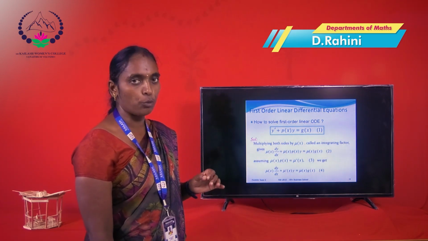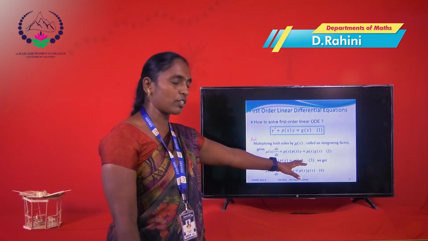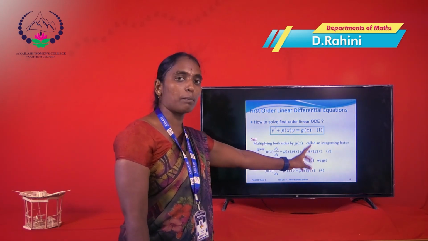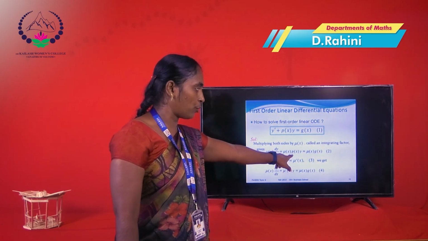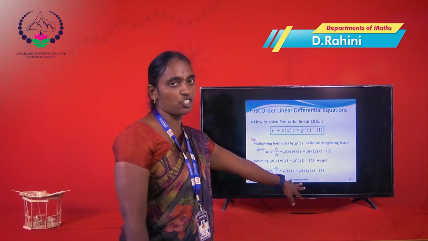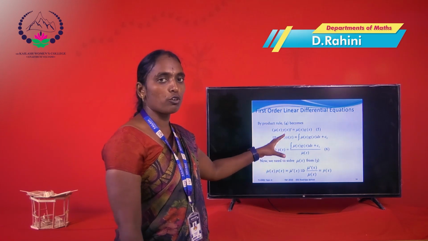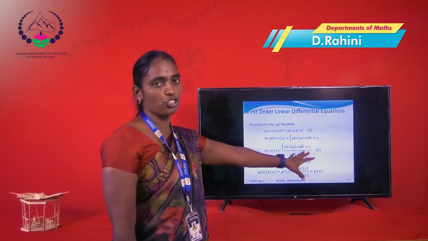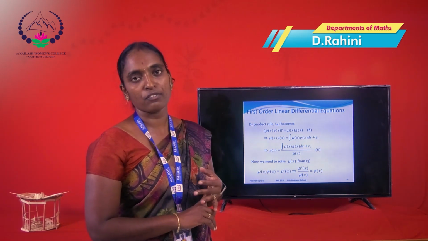Next we assume mu of x into p of x is equal to mu dash of x. This is equation number 3. Next we replace equation number 3 in equation number 2. We get mu of x into dy by dx plus mu dash of x into y equals mu of x into g of x. This is equation number 4. Next, by the product rule, 4 becomes mu of x y of x whole dash is equal to mu of x into g of x. This is equation number 5. Already we know the basic rules of derivatives.